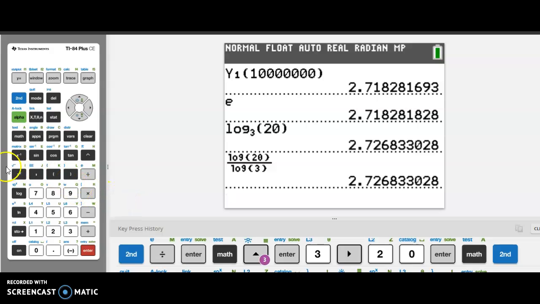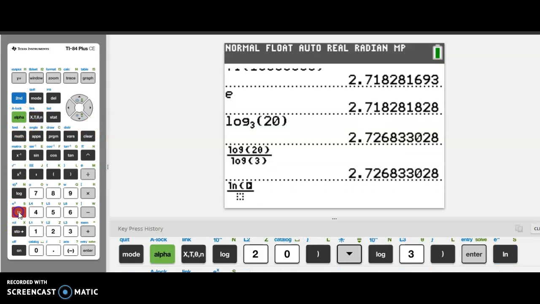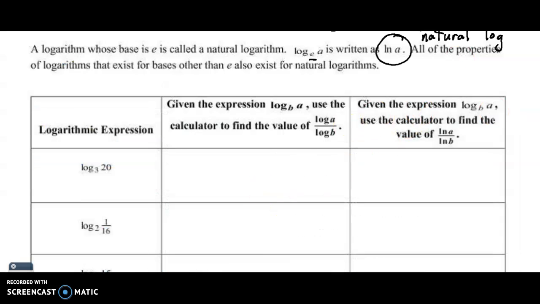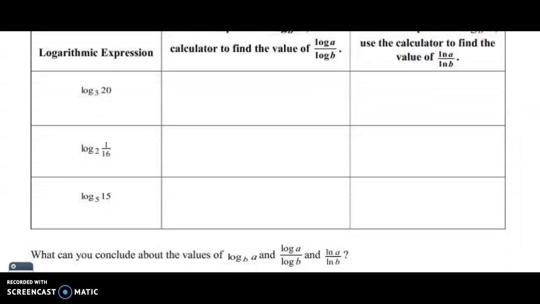And the last thing I want to talk about is the button right here, natural log. I meant to hit the fraction first. Natural log of 20 divided by natural log of 3. Notice that the change of base formula works for any base. So investigate a little bit more on these next couple and see if it still works with the natural base. Natural log, I should say.